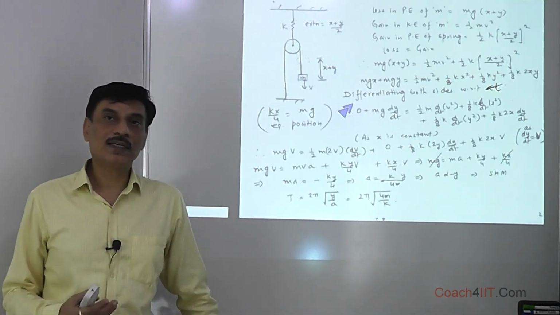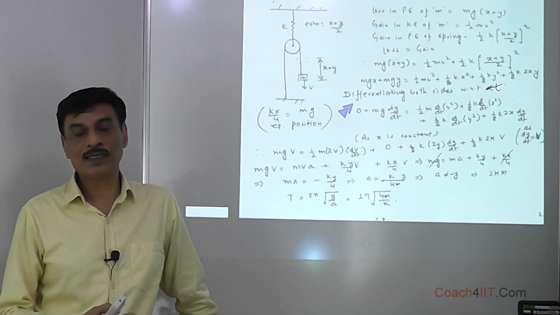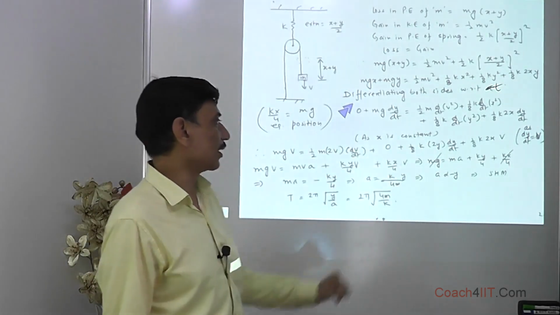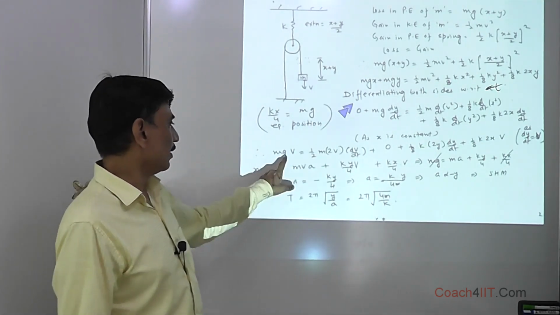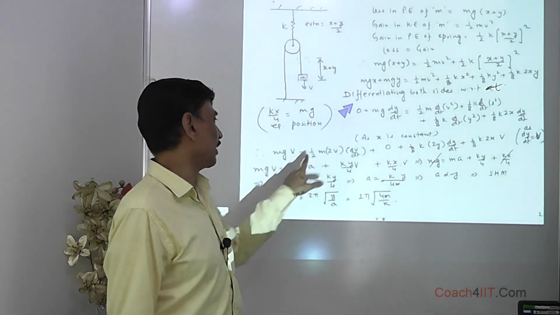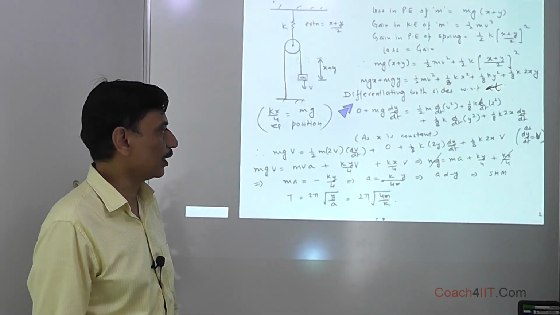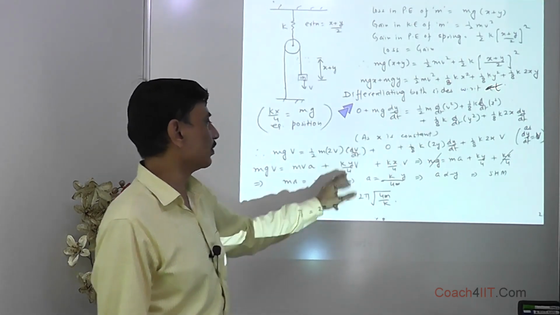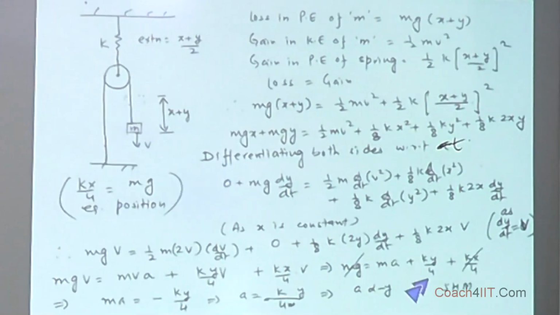So dy by dt will give us the velocity, whereas the second derivative of y will give us the acceleration. As x is constant, that term comes out to be equal to 0. When we differentiate, an expression like this comes, then dv by dt we have put as equal to a. So we have used a simple differentiation concept here. When we differentiate this, it comes out to be half m 2v dv by dt, that is obviously acceleration. Over here, if you see, mg is equal to ma plus k y by 4 plus kx by 4. So it has both the things.